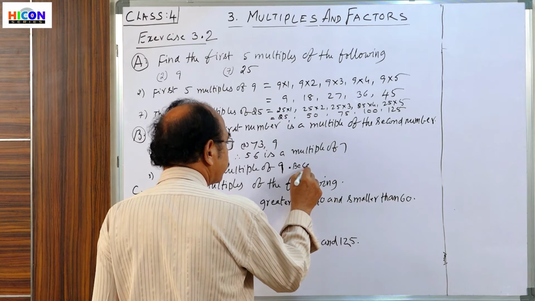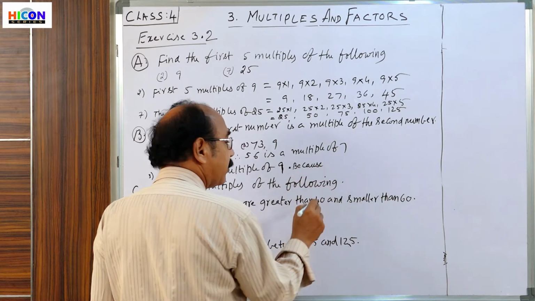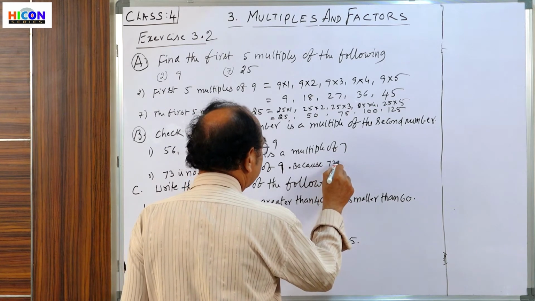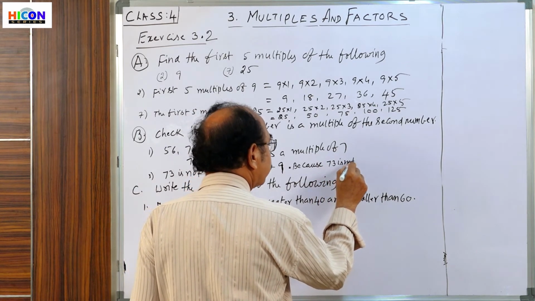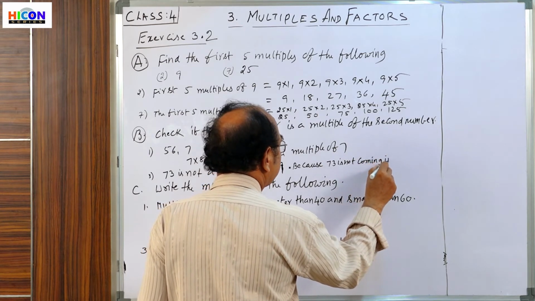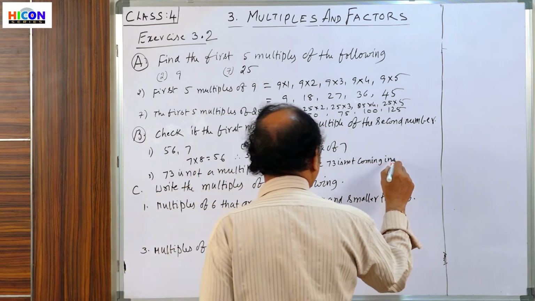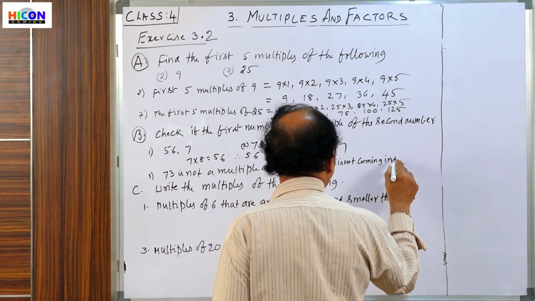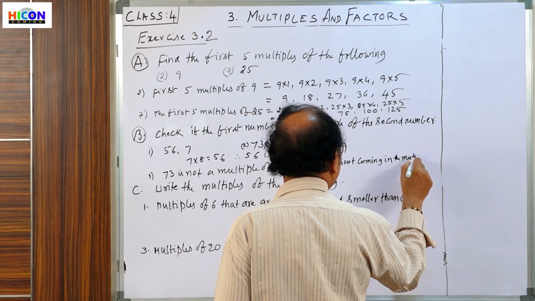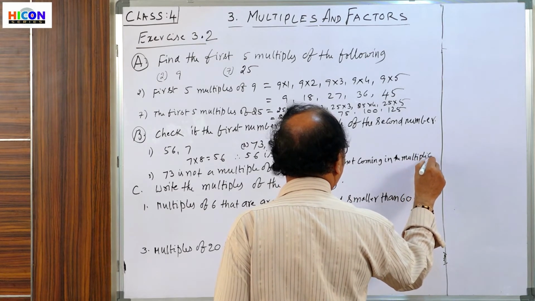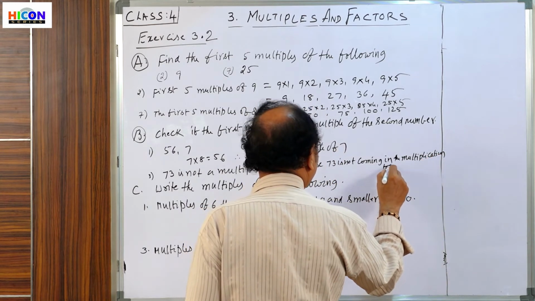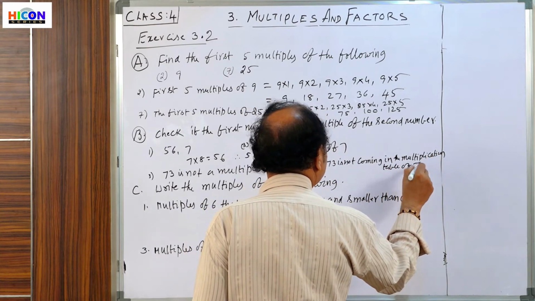Because 73 is not coming in the multiplication table of 9.